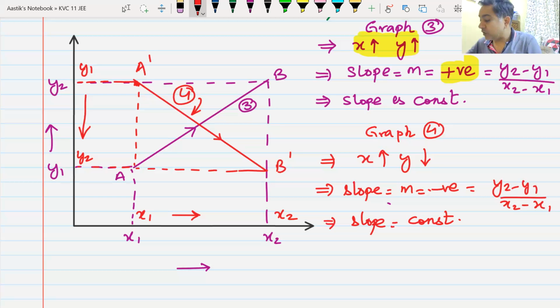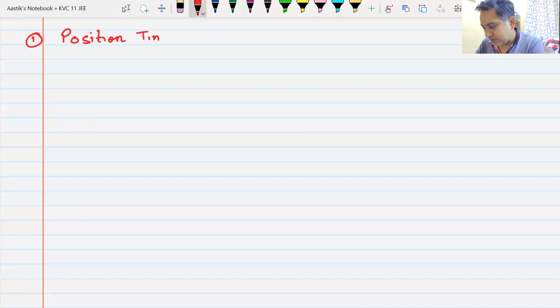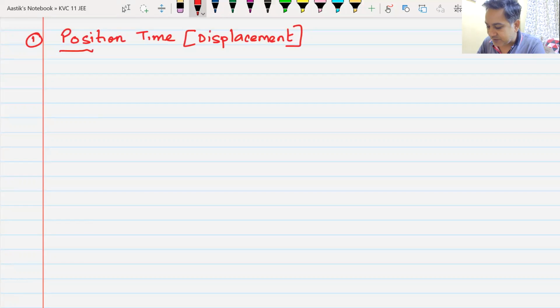Yes, sir. Okay. Then that takes us to the various types of graph that we are going to encounter. And what is the first graph that we are going to encounter? The first graph is known as position time graph. Sometimes people will also call it displacement time graph, but that is not probably the correct way of calling it. It is basically a position time graph.